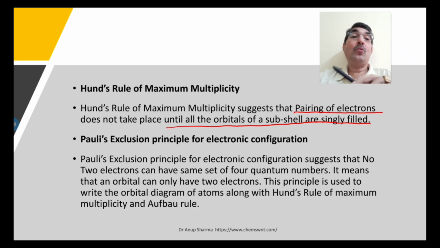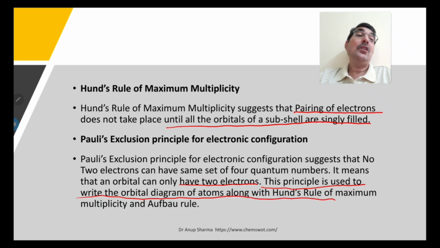Second is Pauli's exclusion principle for electronic configuration. It suggests that no two electrons can have the same set of 4 quantum numbers. It means that an orbital can only have 2 electrons. This principle is used to write the orbital diagram of atoms along with Hund's rule of maximum multiplicity and Aufbau rule. So these two rules we need to remember: no pairing until all the orbitals are singly filled, and in one orbital only 2 electrons. If a third electron were there, it would have the same spin, and that is not possible.